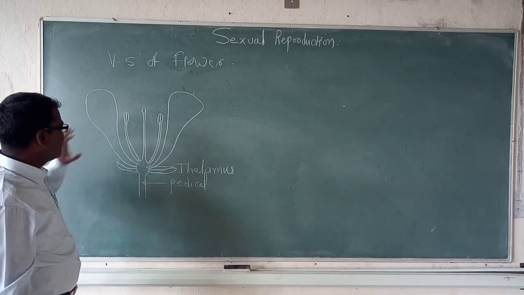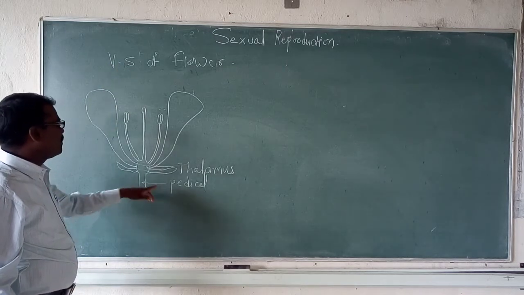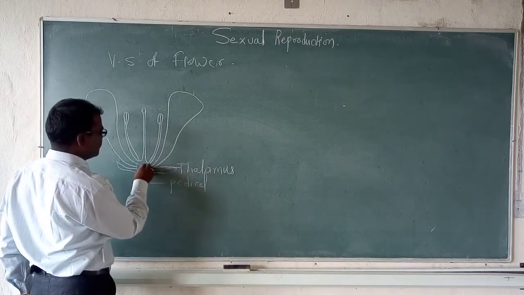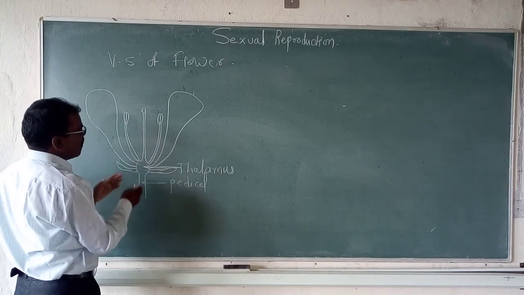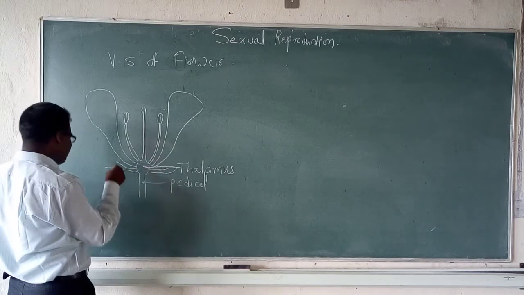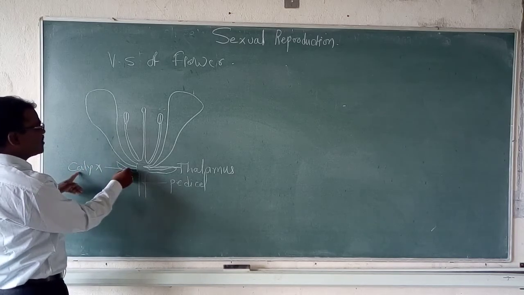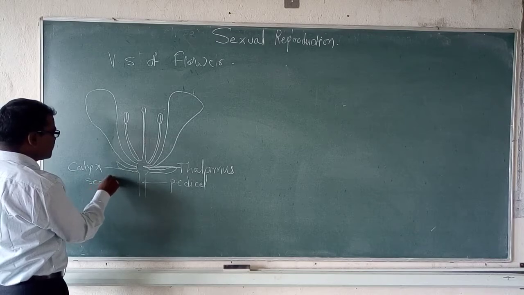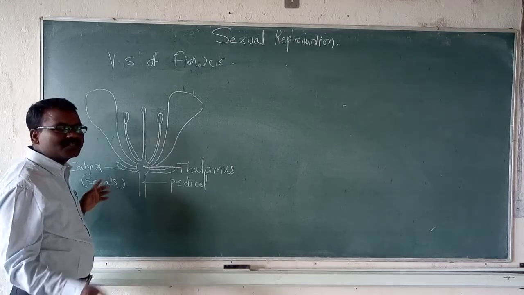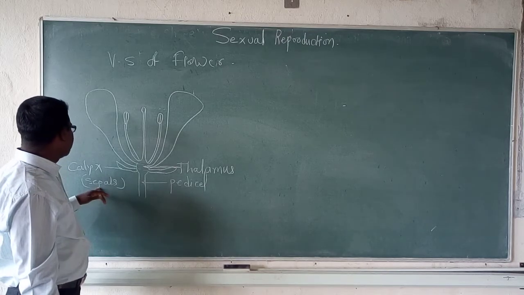This is the typical structure of a flower by taking a vertical section. This is the pedicel, the stalk of the flower. The next part is the thalamus, the swollen portion after the stalk. On the thalamus different whorls arise. The outermost whorl of the flower is called the calyx. Calyx is made of sepals. There are a number of sepals according to the species of the flower, maybe 2, 3, 4, 5, etc.